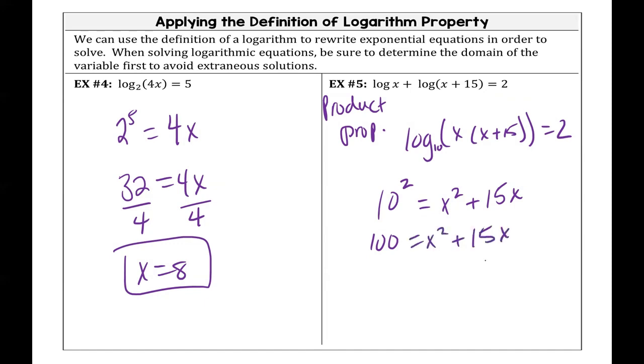And how do you solve a quadratic? You can use quadratic formula or factor. There we go. Minus the 100 and factor. What multiplies to give me a negative 100, but adds to give me 15?